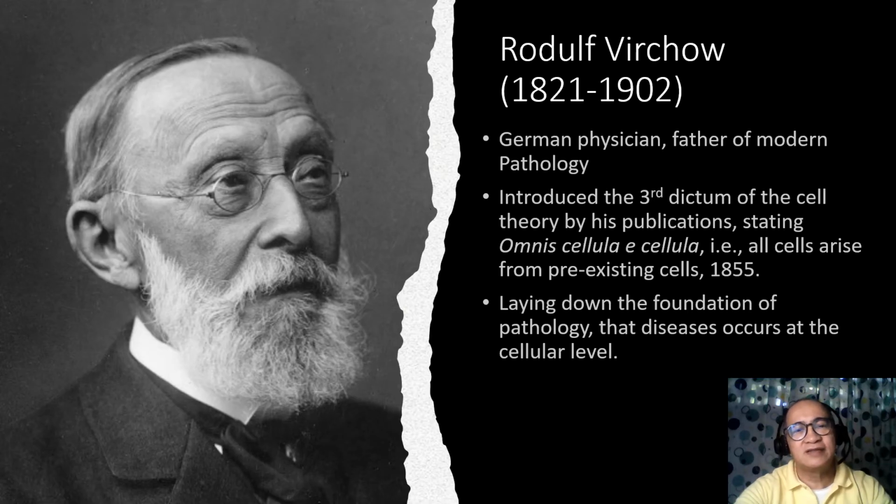22 years later, in 1855, the German physician Rudolf Virchow added the third principle of the cell theory when he discovered that new cells formed out of the division of cells. Thus he introduced the third important dictum of the cell theory, stating omnis cellula e cellula, meaning all cells arise from pre-existing cells. Virchow is also best known for introducing the idea that diseases occur at the cellular level, laying down the foundation of cell pathology and the fundamentality of the cell concept.